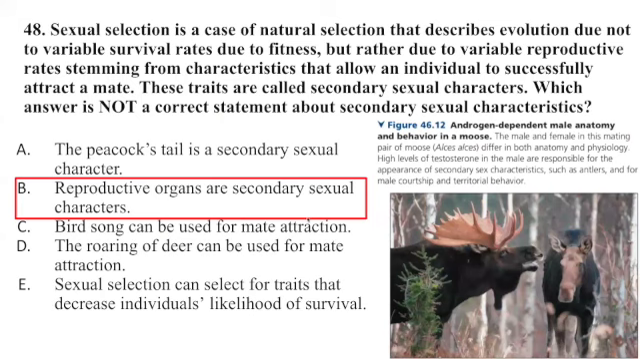Sexual selection is a case of natural selection that describes evolution due not to variable survival rates due to fitness, but rather due to variable reproductive rates stemming from characteristics that allow an individual to successfully attract a mate. These traits are called secondary sexual characters. Which answer is not a correct statement about these? And so, reproductive organs are secondary sexual characters.